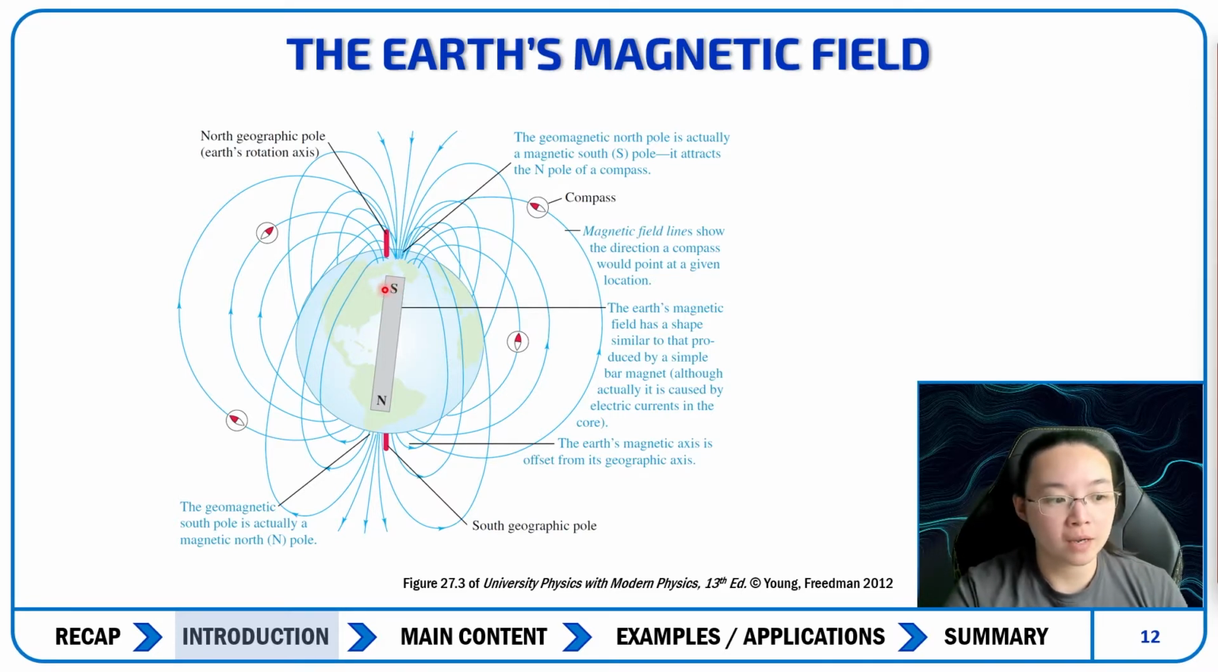So keep in mind, there's a south geographic pole where the North Pole is from this internal bar magnet, and then you have a north geographic pole where the south part of the magnet is pointing. So just keep that in mind. It's the opposite of where that internal bar magnet of the Earth is.